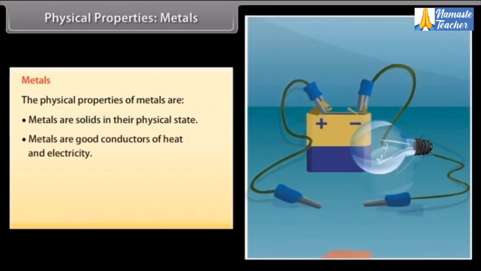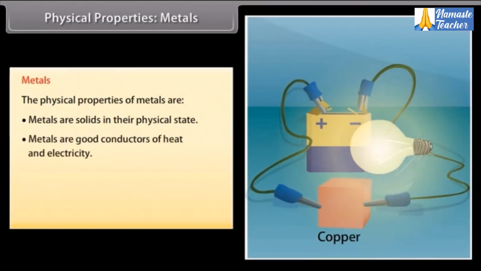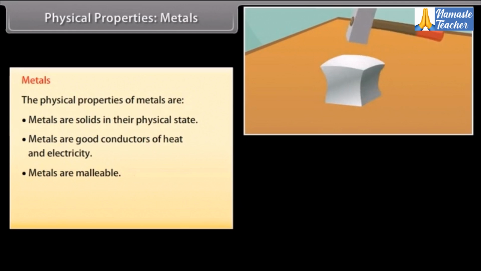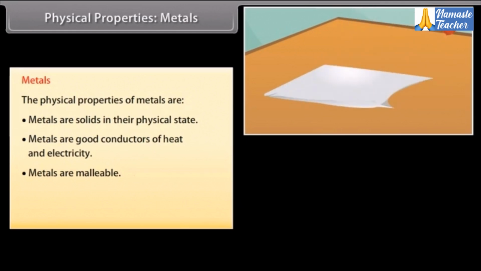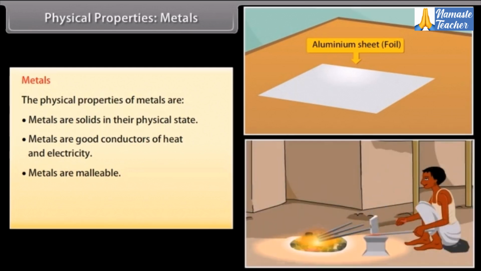Good conductors of heat and electricity. Metals are good conductors of electricity as they have free electrons. For example, silver and copper are the best conductors of heat and electricity, whereas lead is the poorest conductor of heat. Malleable: metals can withstand hammering and be made into thin sheets known as foils. For example, iron is heated and then hammered into different forms, foils, shapes, etc.